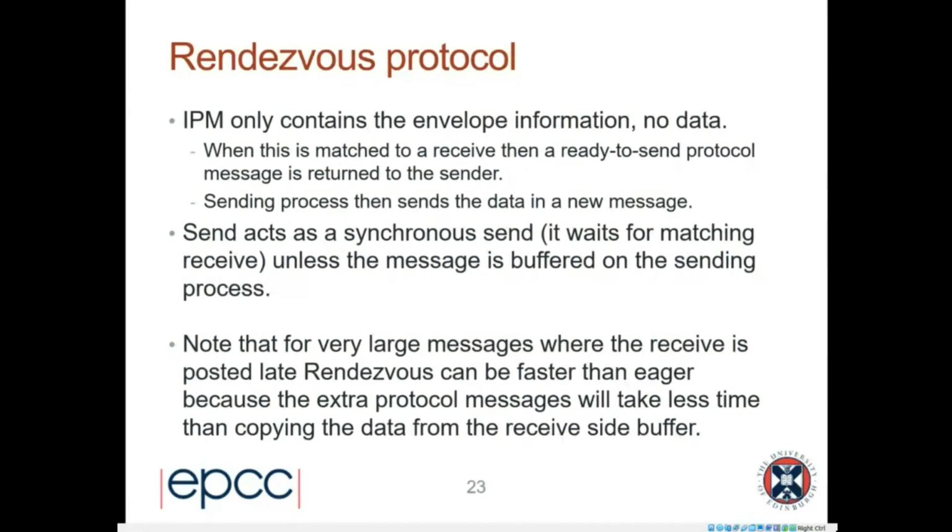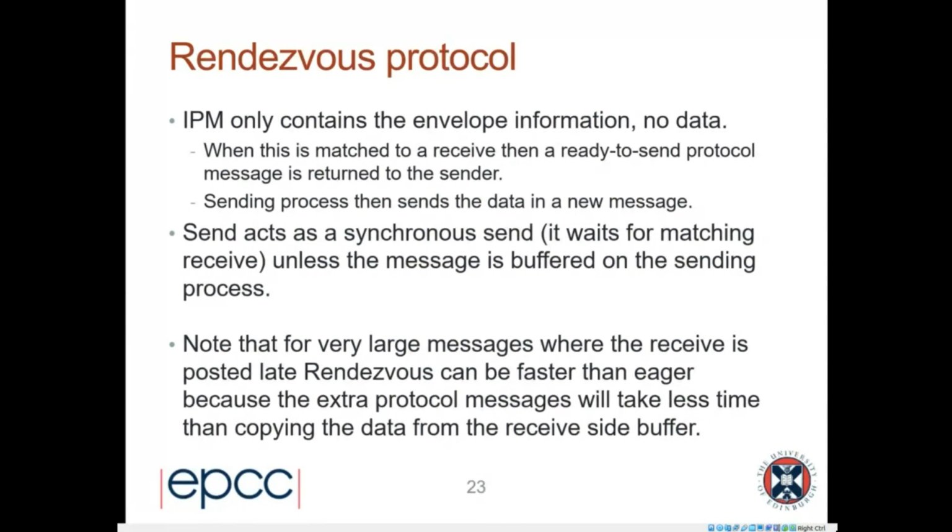So what happens if I say, I want you to send this gigabyte message? Well, clearly there's no way I can guarantee the receiver has a gigabyte of space. So what I do is I send an initial protocol message, which is just a header. It's no data. I just say, look, I've got some data I want to send you, I'll get back to you when you're ready. When this is matched, then the receiver gets back to me.